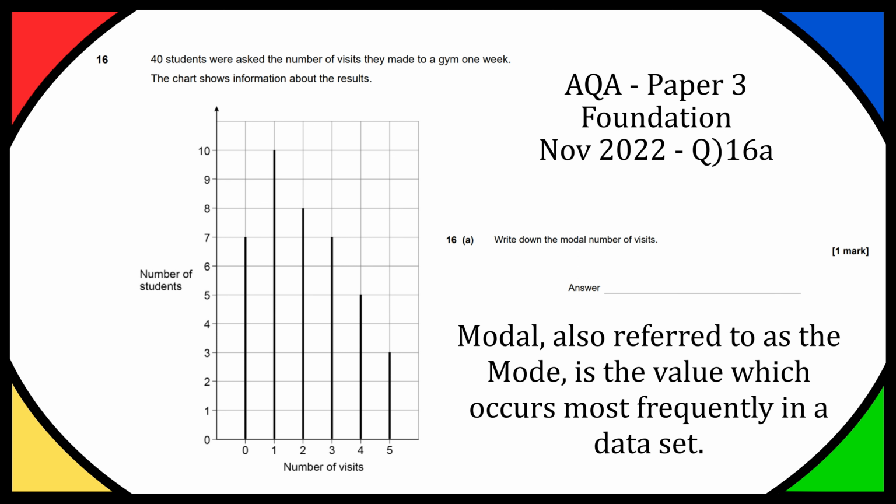And the most common one is 1, and that's because that has 10, and the others have 7, 8, 7, 5, and 3. So number of visits 1 is going to be the modal for this data set because that has the most number of students associated with it.